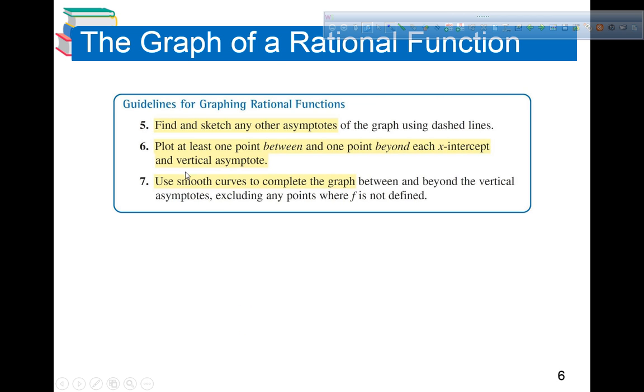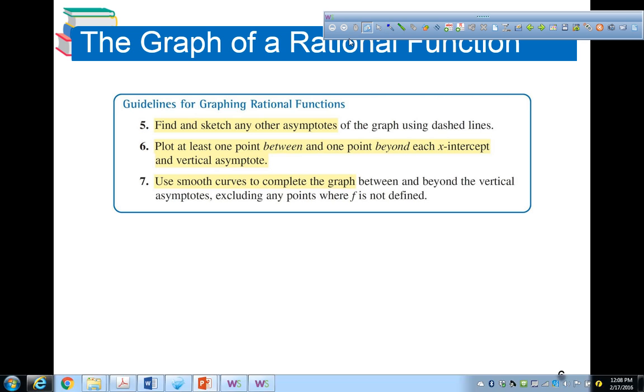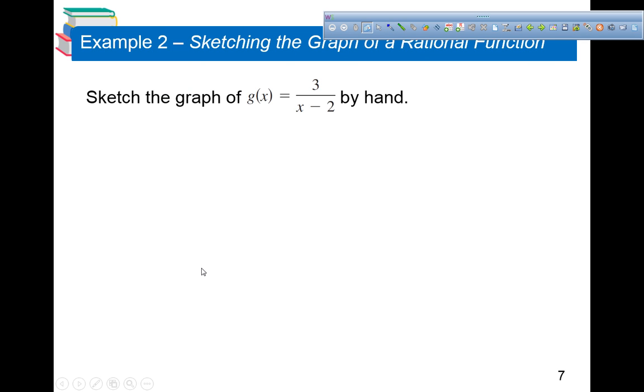So what I just said, for those of you who weren't hearing me when I was talking: plot each point beyond and between each x-intercept, and use smooth curves to complete, excluding any points where f is not defined, which means the holes in the graph. Okay, I'm going on. So we're going to do one. Okay, here we go. Next one.